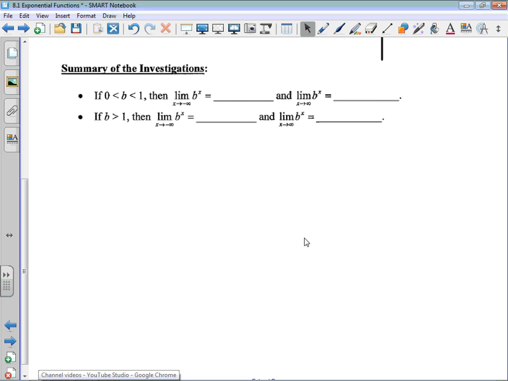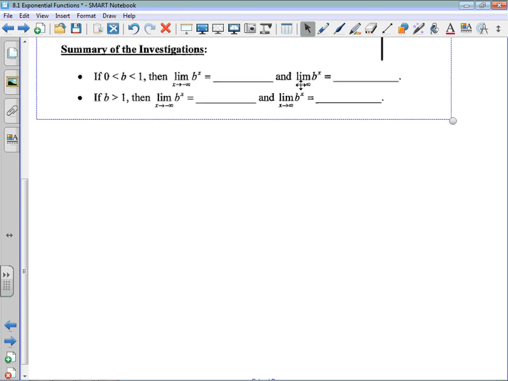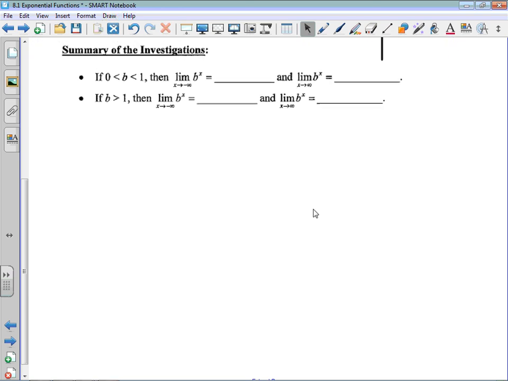This is 8.1, part 2 for Math 31. In part 1, we looked at several different exponential functions to get to the summary of the investigation, which is really looking at the value of the limit. I'm going to draw what these look like. Keep in mind that when they talk about the base, they're talking about y equals b to the power of x in this context.